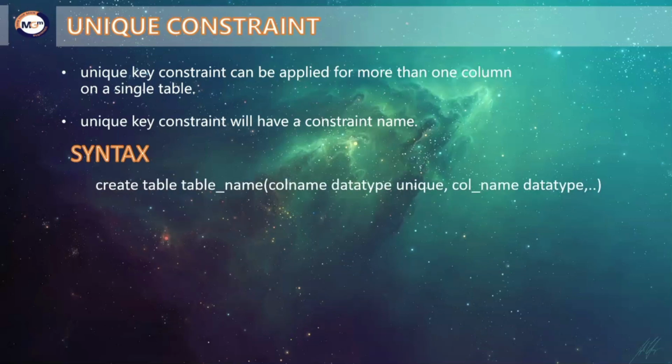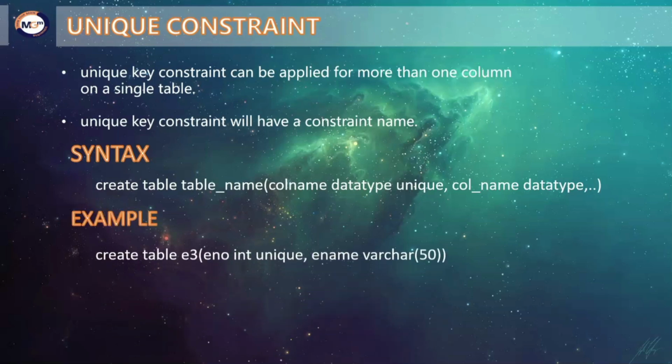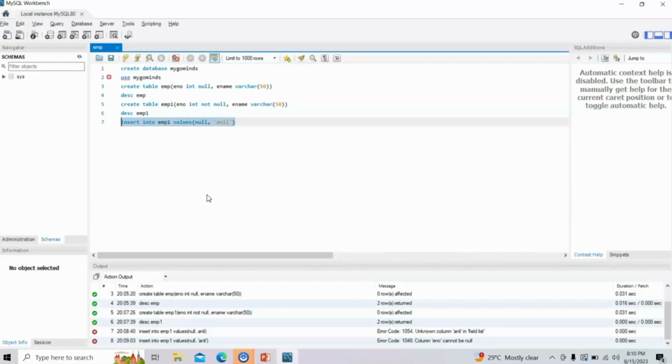The syntax for unique key constraint is create table name, column name data type unique, column name data type, and we can give as many column names as we wish. Example for unique key constraint is create table E3, enumber int unique, ename varchar of 50. Let us see this in the MySQL workbench.